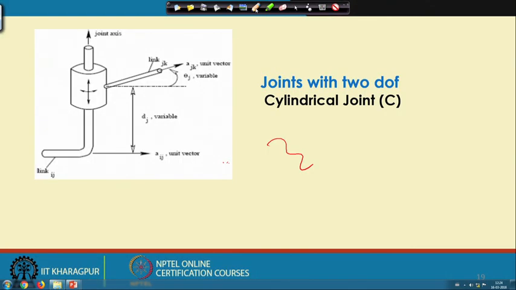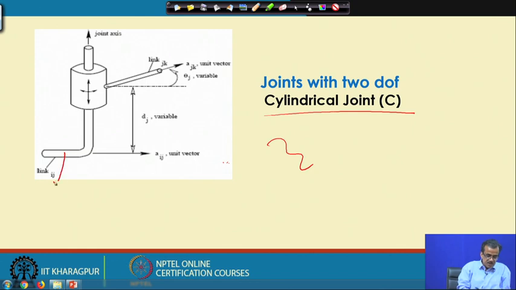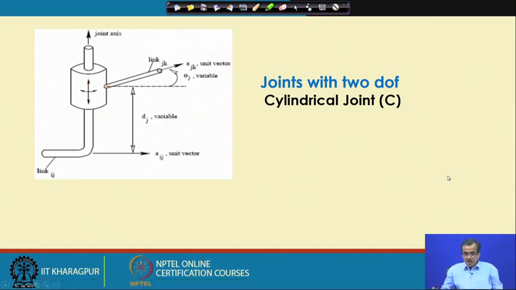Now, then comes the cylindrical joint. This cylindrical joint has in fact 2 degrees of freedom. This is the input link I j, the output link is j k. Now, this block can slide up and down, and at the same time it can also rotate, and this is called the cylindrical joint. Here we have one linear joint and one rotary joint, a combination with 2 degrees of freedom, and that is why both theta j as well as d j are kept variable. So, this is a typical example of the cylindrical joint, which has 2 degrees of freedom or 2 connectivities.